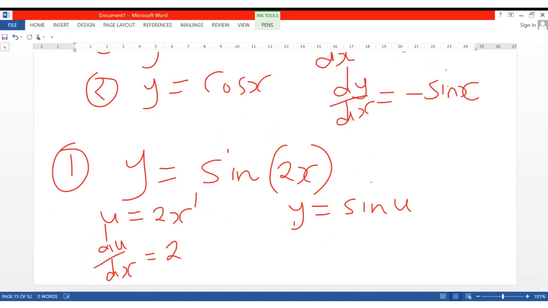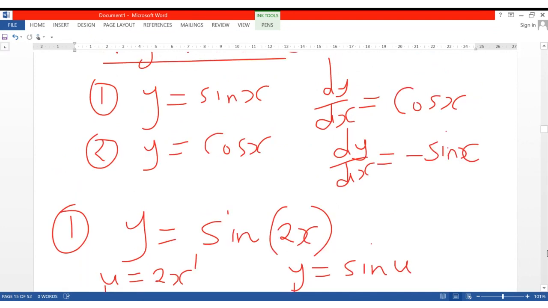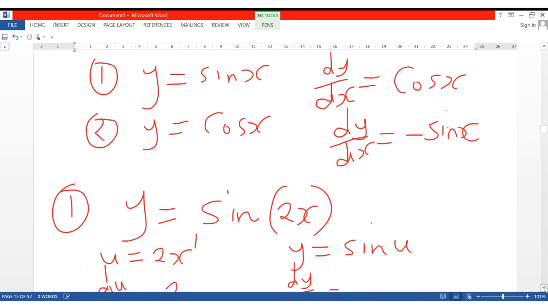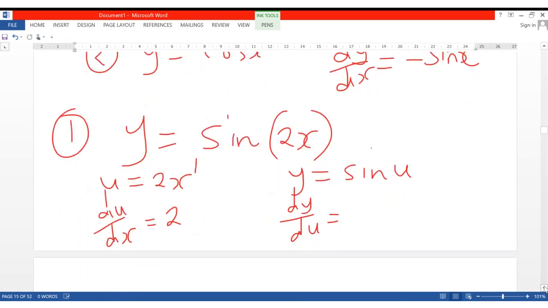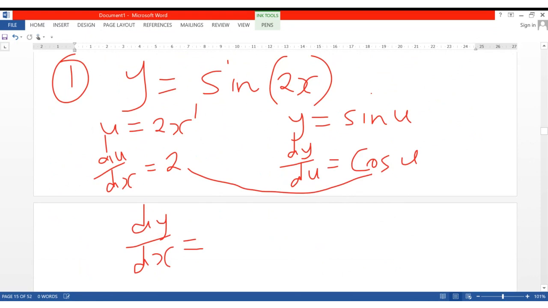Here dy all over du. Let's go back and read it from the table here. The table is telling us when I differentiate sine x, I get cos x. It means when I differentiate sine u, I'll be able to get cos u. So I multiply those two. So dy all over dx will be given by 2 cos u. But u was given by 2x. Then the answer will be 2 cos 2x.